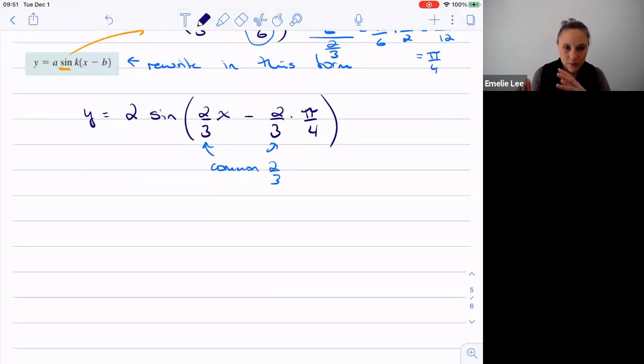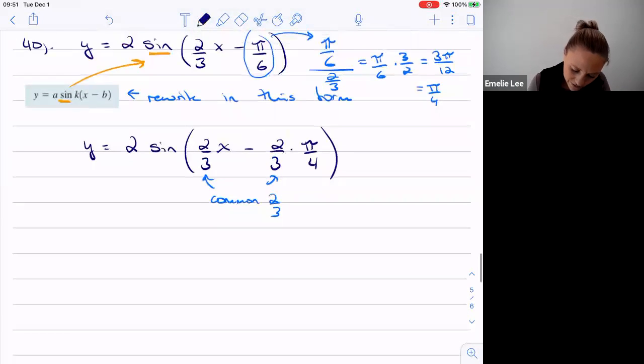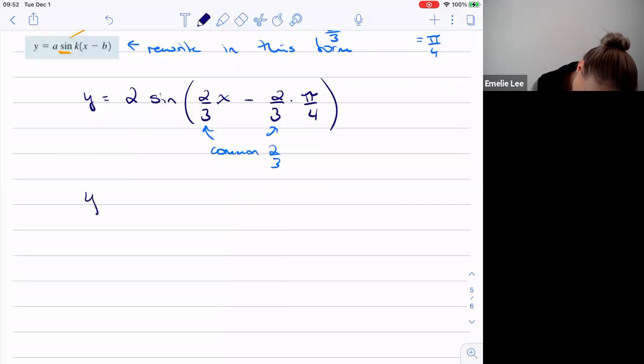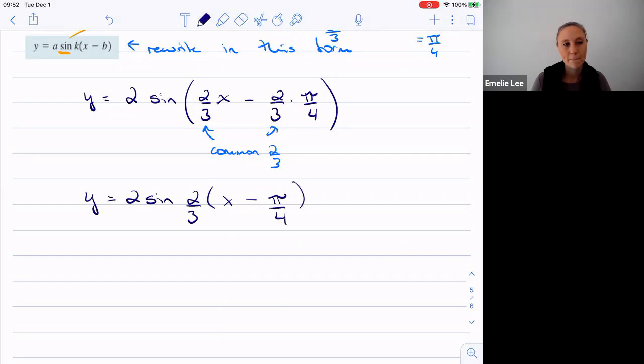So now I can pull those outside to make k, right? Because inside I can only have x minus something, or x plus something if b is negative. And so I need to pull out that 2/3 because that's what's attached to the x. So now I have y equals 2 sine 2/3 times (x minus pi over 4). All of a sudden, it's easy to see what the amplitude is, what k is.